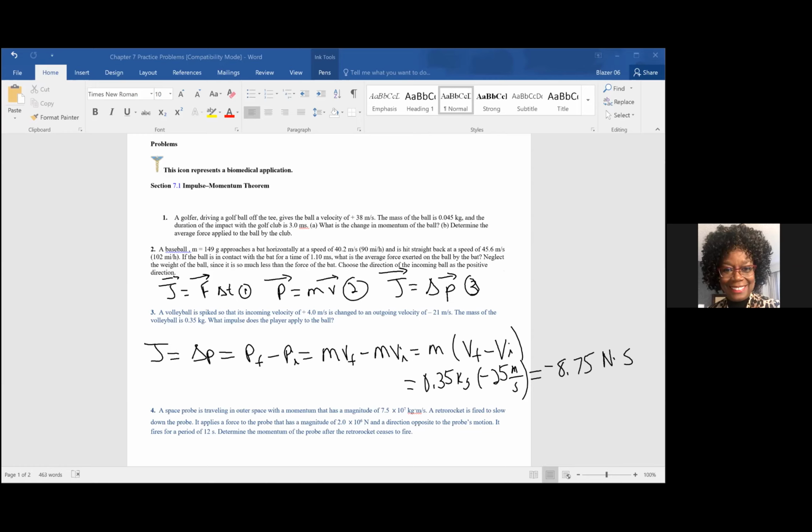Okay, let's see who got that one right. Newton second. Okay, very good. That's the unit for impulse.